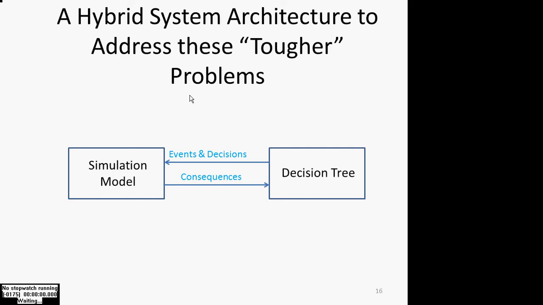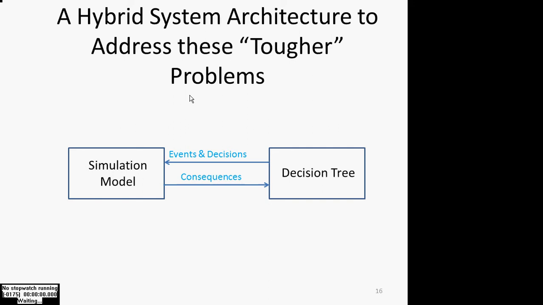So here we have a simulation model and a decision tree, and the simulation model is going to be responsible for computing consequences. Well, let me start with the decision tree. The decision tree is going to allow us to represent events and decisions that will need to be considered over time. Given a particular sequence of events and decisions that have been observed, the simulation model computes what the consequences of that are.